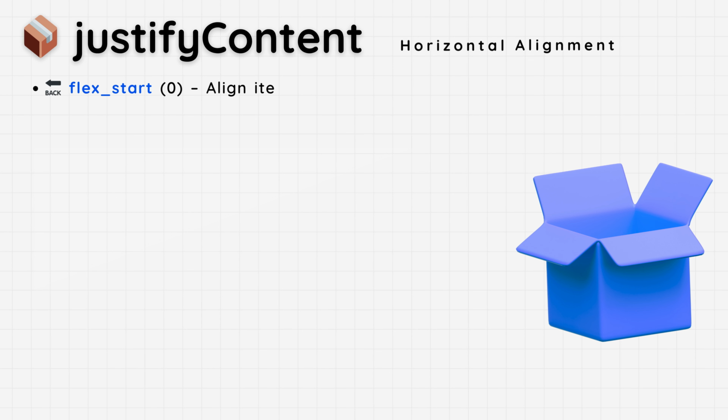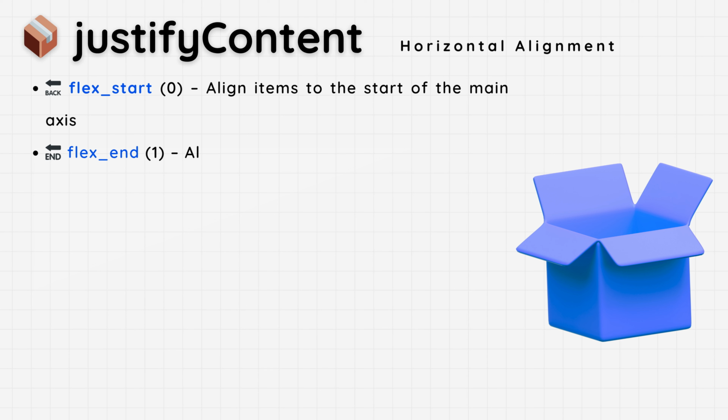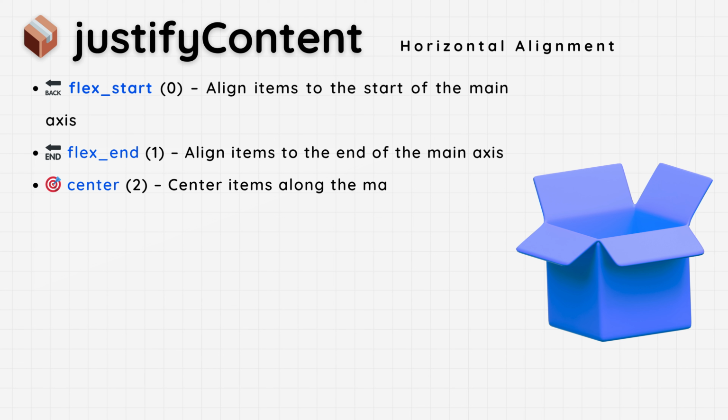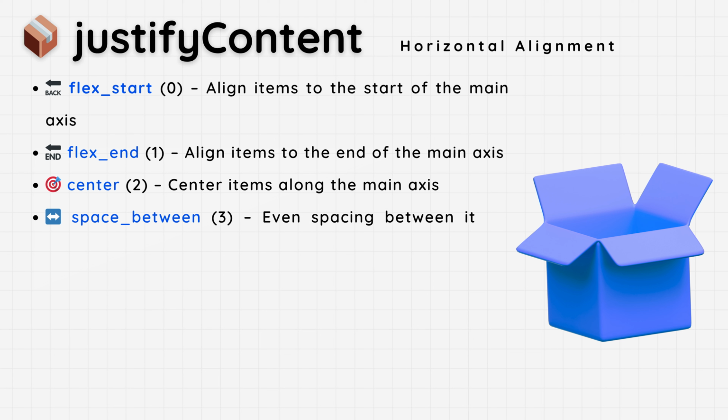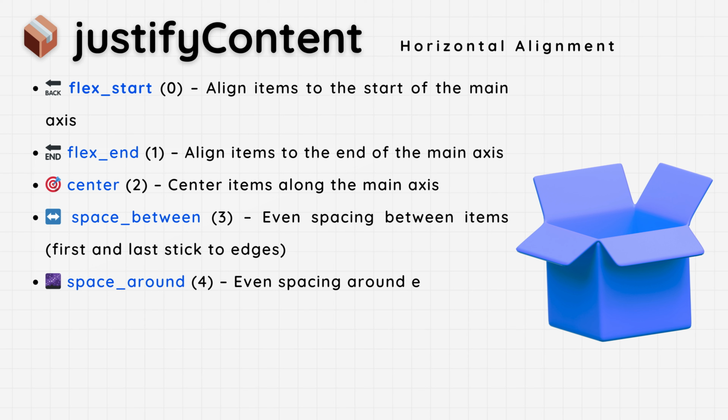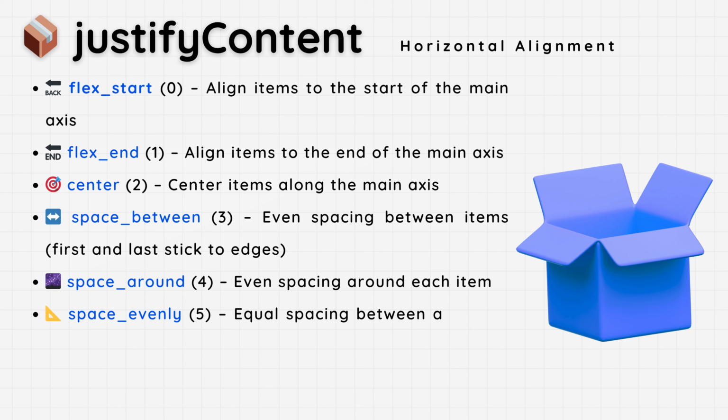justifyContent controls horizontal alignment of items. flex_start, 0: aligns all items to the start of the main axis. flex_end, 1: aligns items to the end of the main axis. center, 2: centers all items along the main axis. space_between, 3: distributes items with even spacing between them. The first and last items stick to the edges. space_around, 4: gives each item equal space around it, including on the outer sides. space_evenly, 5: applies equal spacing between all items and the layout edges.